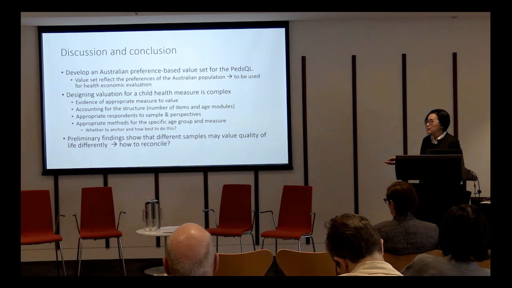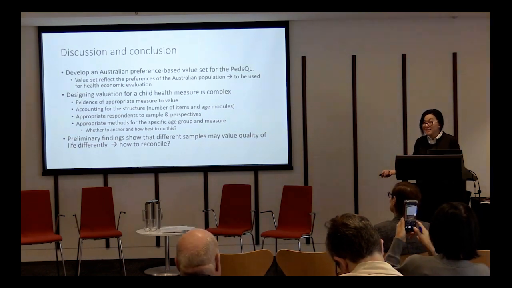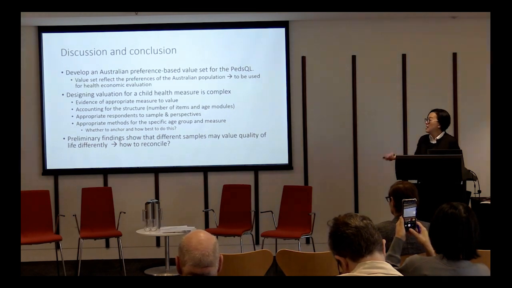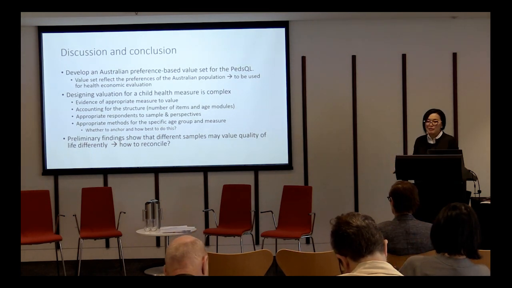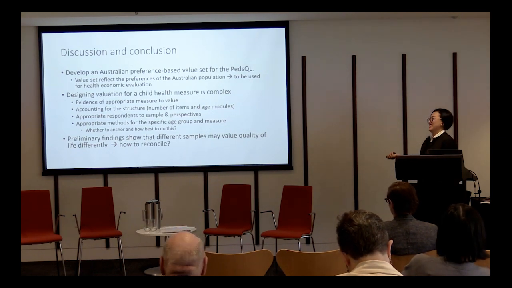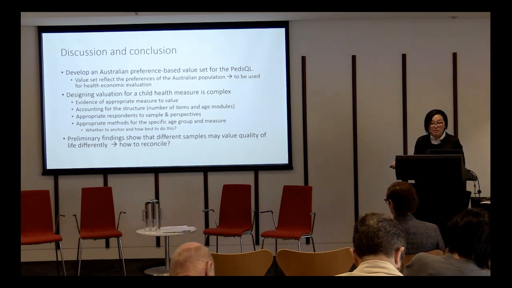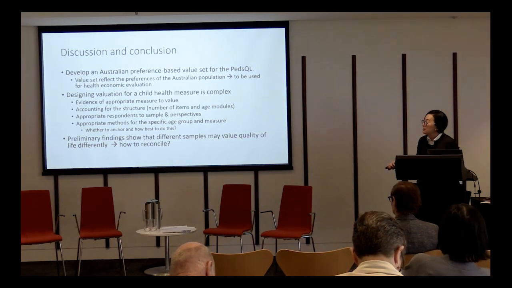So in this case, for PEDS score, how many items there are, what are the different age modules, the different variations and versions. And then we have to think about the appropriate respondents we want to sample and the different perspectives. How many value sets do we want? And I guess our perspective has been pretty agnostic. We're doing everything, and then we're just going to give it to the decision makers and they can use whichever they feel like. The appropriate methods for the specific age groups is also a consideration to take account of.